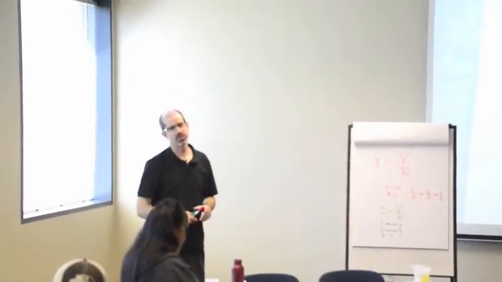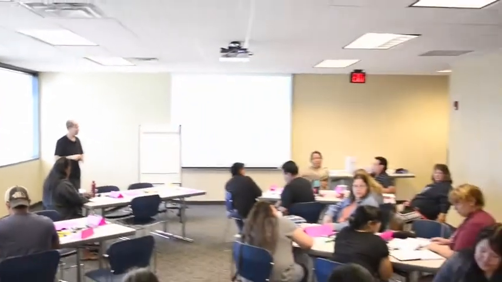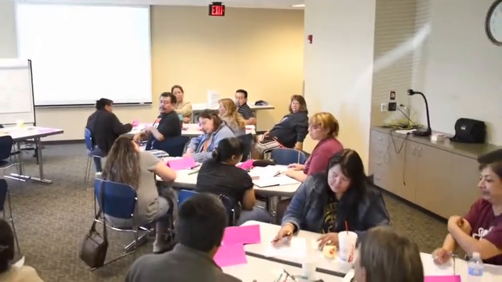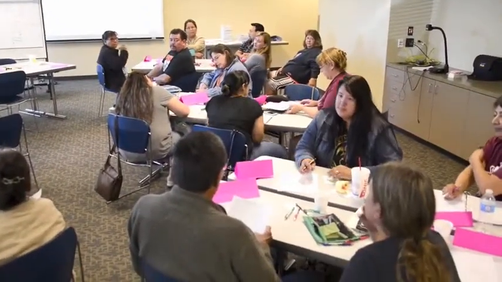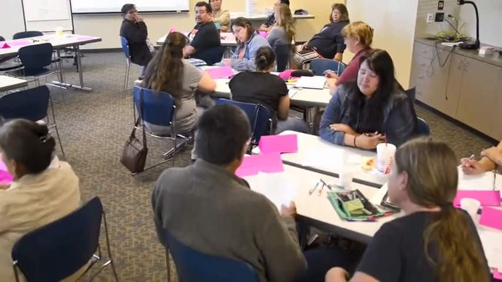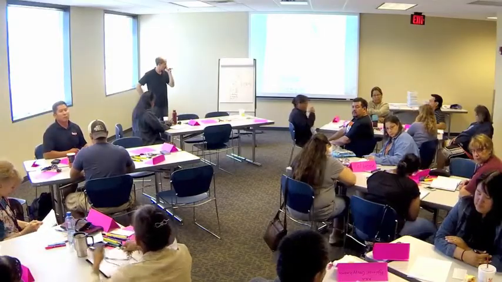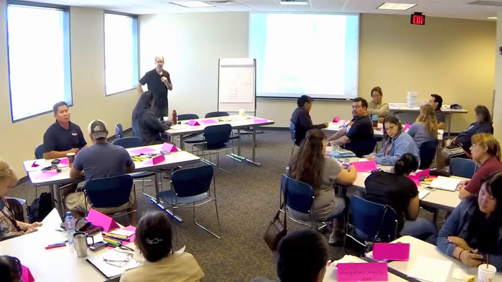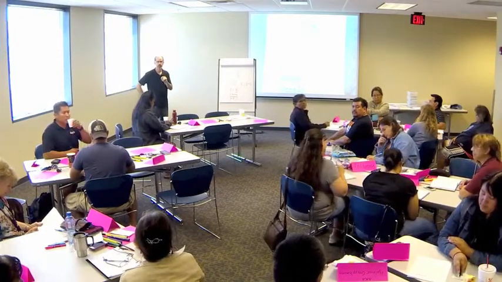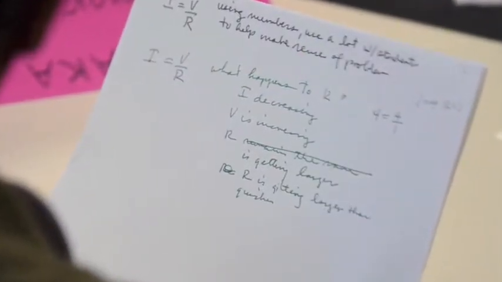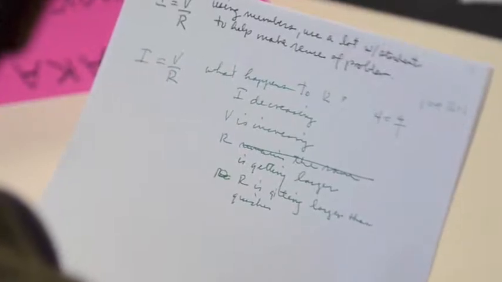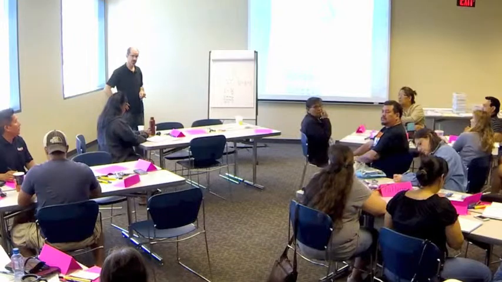Ben, could you share your strategy? He has an interesting approach on this one. Oh, well, let's see. I just reasoned that if I is decreasing and V is increasing, R has to be also getting larger so that the fraction V over R is also decreasing. And then you made the point that V and R can't be the same. What do you guys think about that? Would it help to try numbers?